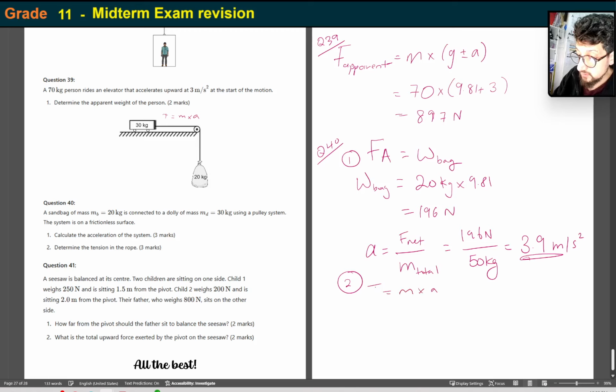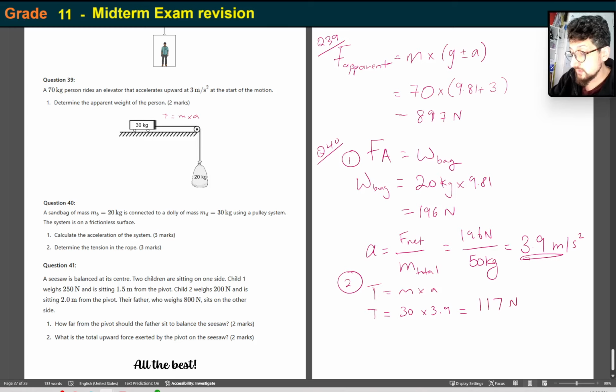Mass times acceleration, and so it's going to equal 30 kilograms multiplied by 3.9. 30 times 3.9 equals 117 newtons.